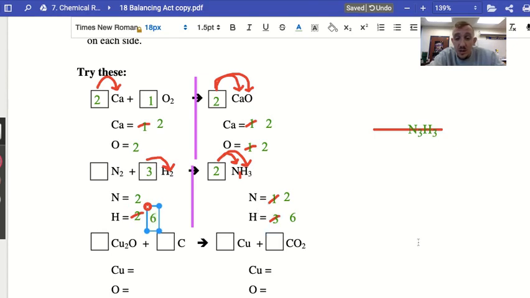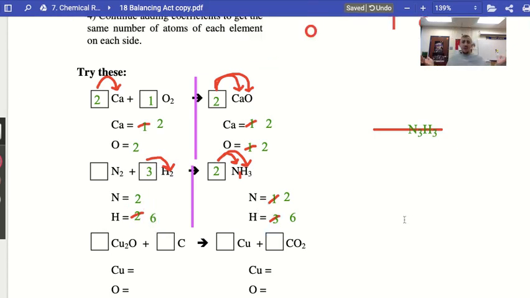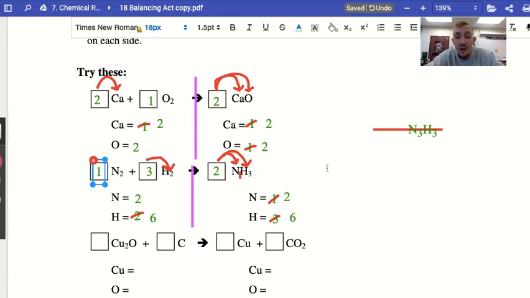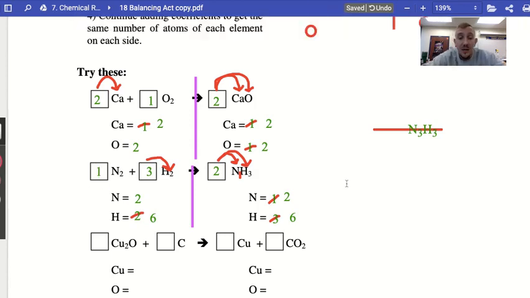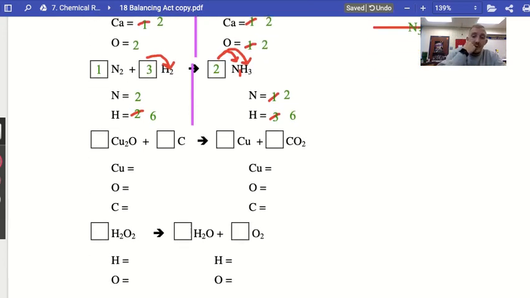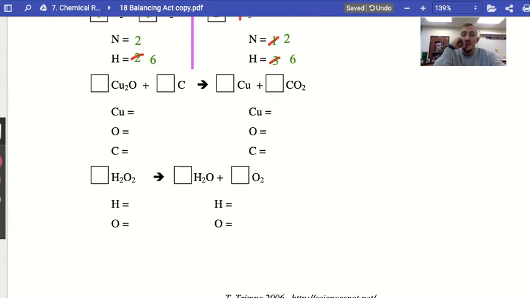And now you can notice, oh, well, Mr. Sassby, now I'm balanced. Well, yeah. I have 2 to the left, 2 to the right for nitrogen. I have 6 and 6. So I've gone ahead and balanced. Now, any coefficient or any molecule that doesn't have a coefficient, add a 1 in front. So I'm going to have 2 nitrogens versus 3 hydrogens to equal 2 NH3s. Okay? So I'm going to go ahead and do one more with you. Then I'm going to let you guys work on the rest on your own.